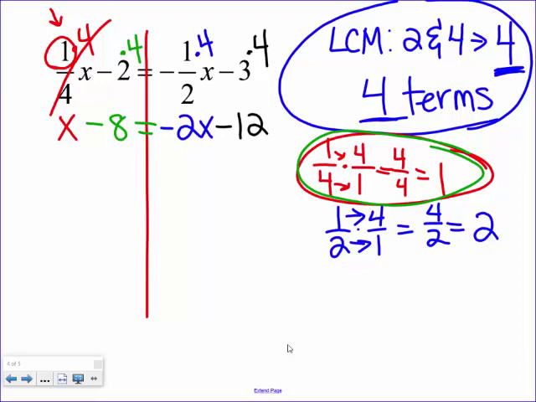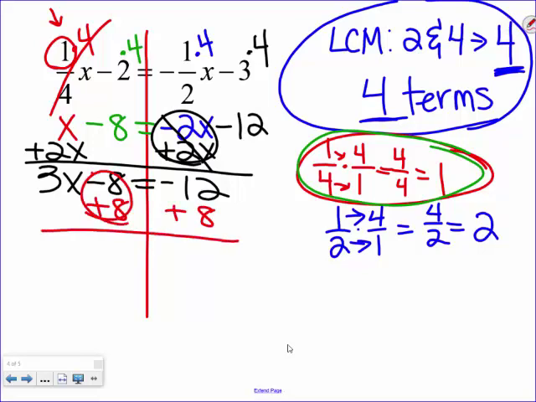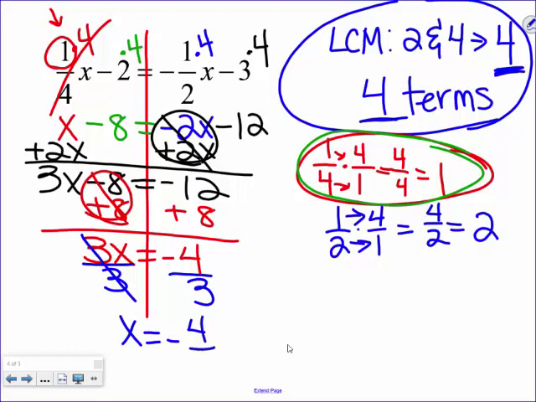All right, so what I'm going to do is I'm going to move my smaller variable term to the other side by adding it. So I'm adding 2x to both sides. I've created a 0 pair here. I have 3x minus 8 equals negative 12. Now I need to get rid of the negative 8 by adding it. Another 0 pair. 3x equals negative 4. And then my final step is to divide by 3. X equals negative 4 over 3.